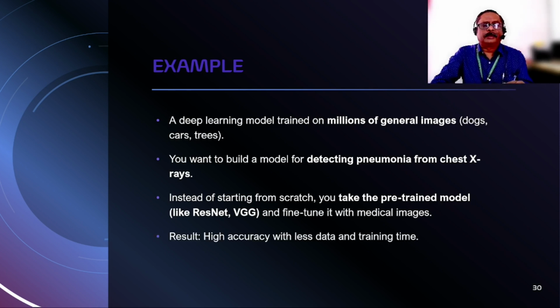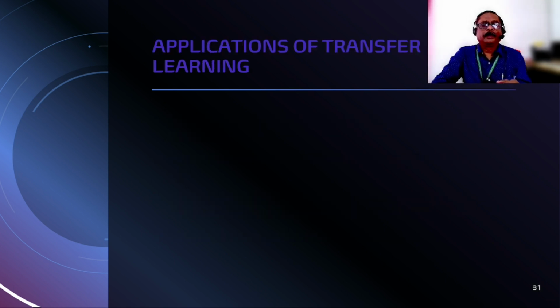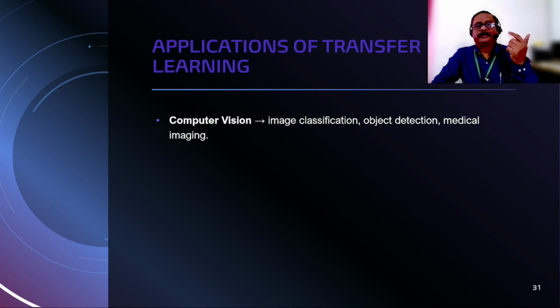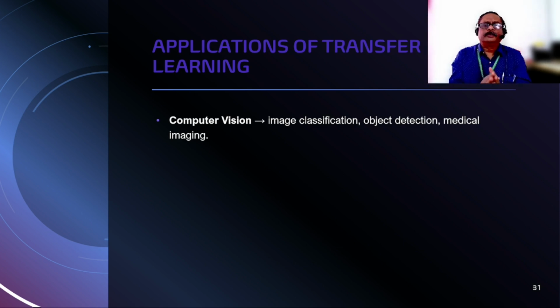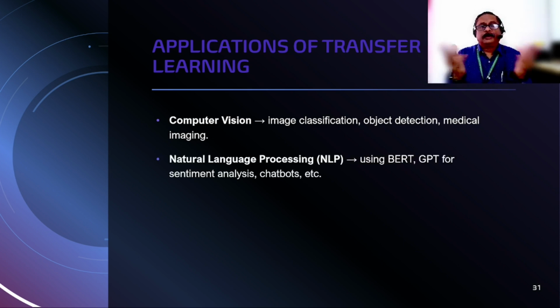With transfer learning using such models, we can get high accuracy with less data and minimum training time. Applications of transfer learning in computer vision: image classification, object detection, medical imaging, name anything in computer vision. The best way to do it is to use transfer learning. Many models are available open source under Keras, under TensorFlow. Just make use of them. Just fine tune according to your problem and get your problem solved. Natural language processing, yes, another important area, because today our laziness is not allowing us to type anything.